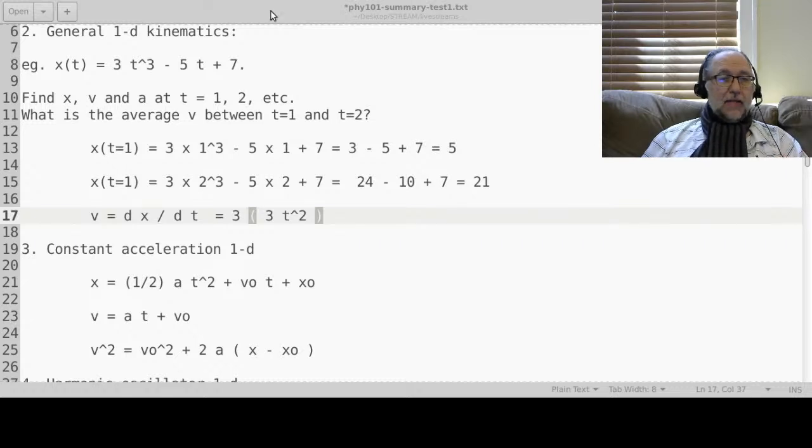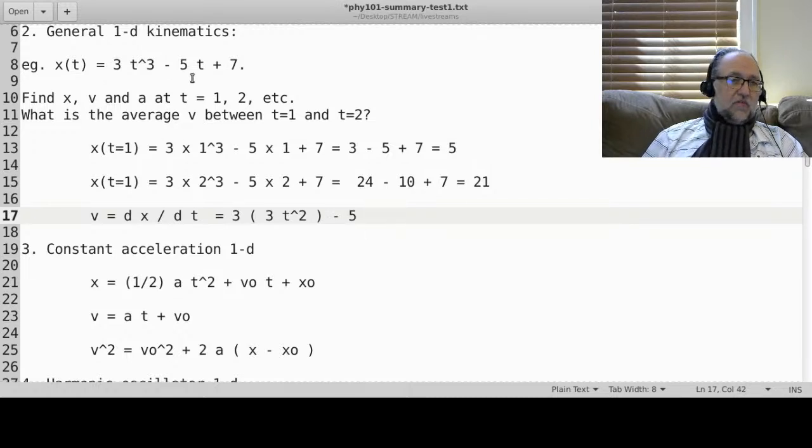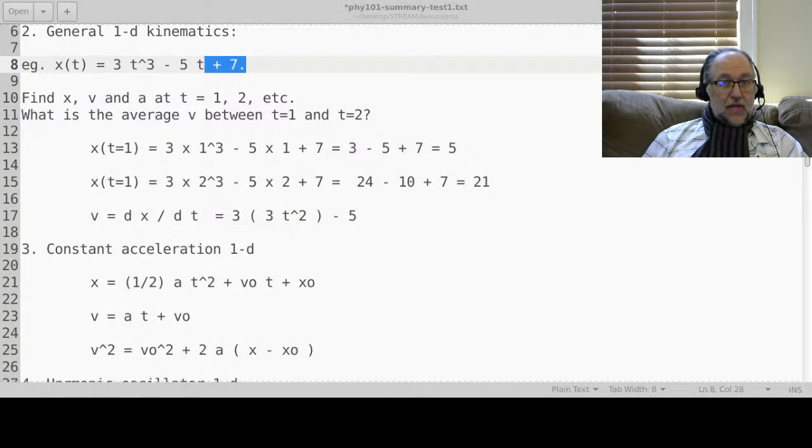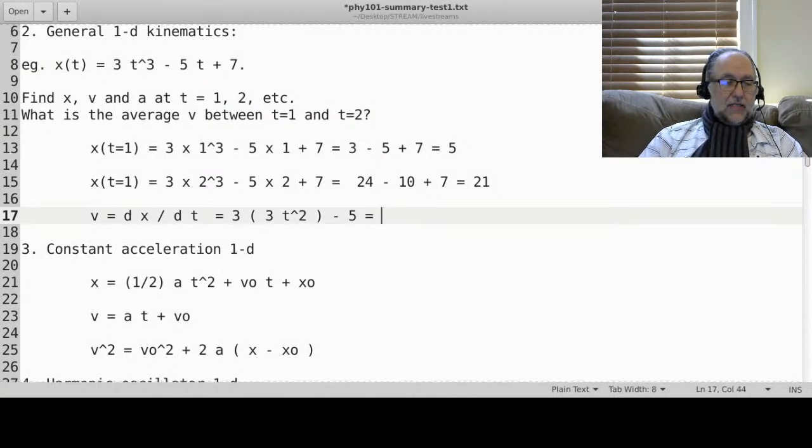You don't have to know a lot of them, but basically if you've got a cubed exponent there, that 3 comes out in front, and the exponent decreases by 1. So you go from t cubed down to t squared. And for the other one here, that's going to be minus 5, since the derivative of t is just 1, and the derivative of the plus 7 there is 0. Okay, and so that's it there.